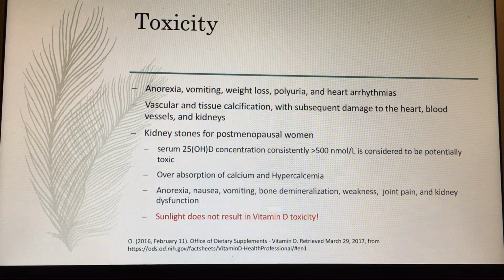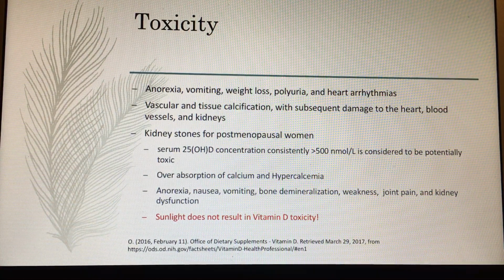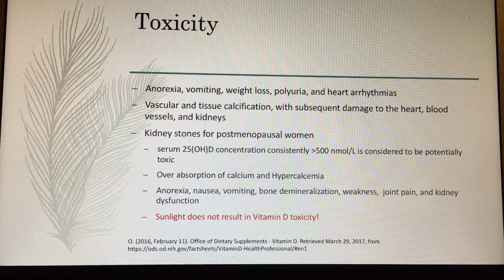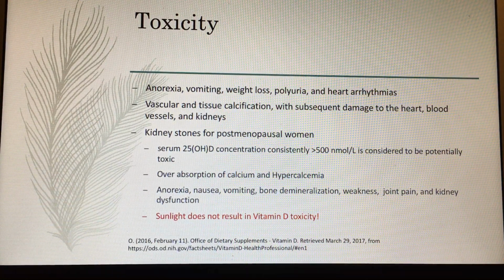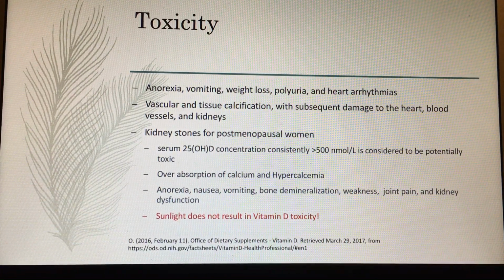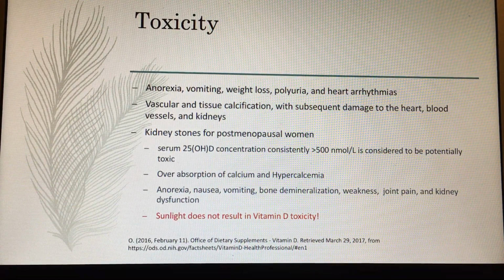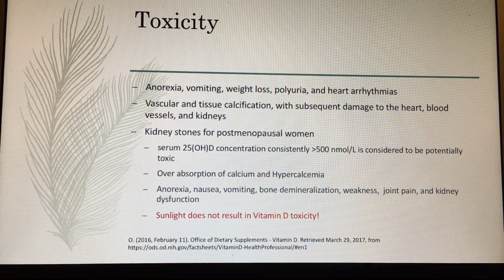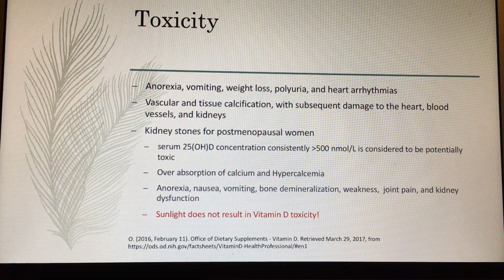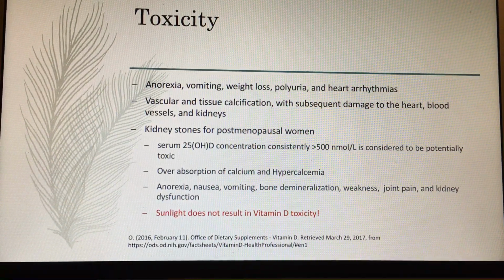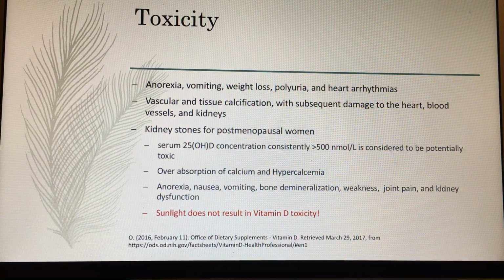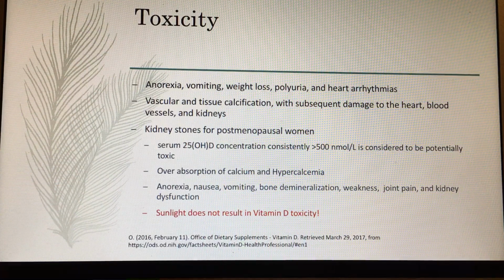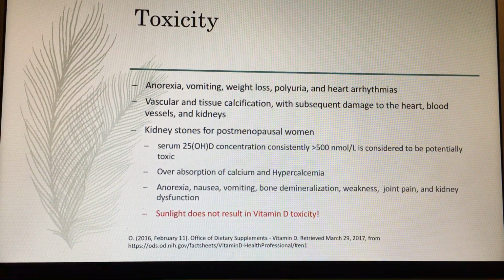The use of supplements of both calcium, 1,000 milligrams per day, and vitamin D, 400 IU, by postmenopausal women was associated with a 17% increase in the risk of kidney stones over 7 years in the Women's Health Initiative. A serum 25-OHD concentration consistently more than 500 nanomoles per liter is considered to be potentially toxic.